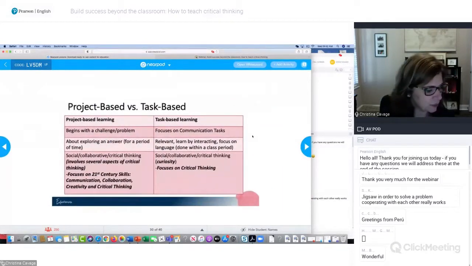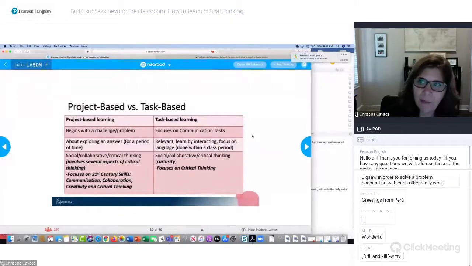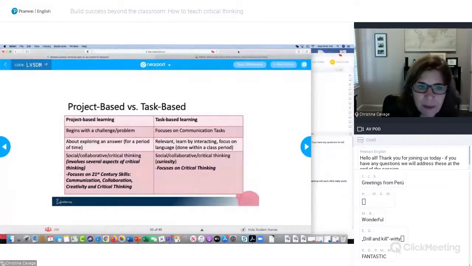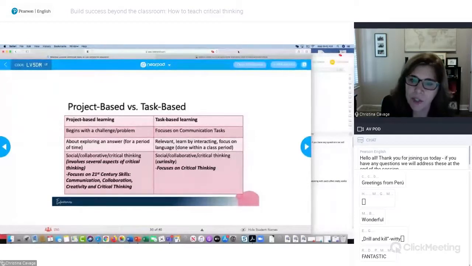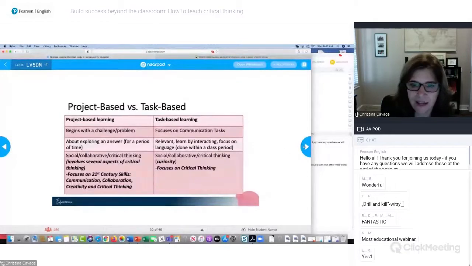So project-based often begins with a challenge or a problem. Okay, and it's about exploring for an answer. And it happens over a period of time. It's social, collaborative, critical thinking. So it involves several aspects of critical thinking and really focuses on those 21st century skills of communication, collaboration, creativity, and critical thinking. Task-based focuses on our communication skills. The task is relevant and students learn by interacting with that task. The focus on the language is done within a class period though. It is social, it is collaborative, it does build critical thinking, especially curiosity. Okay, curiosity, which I love that. It focuses then on that critical thinking.